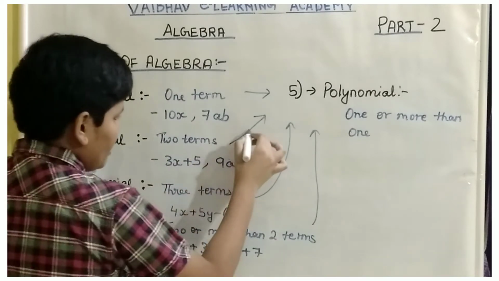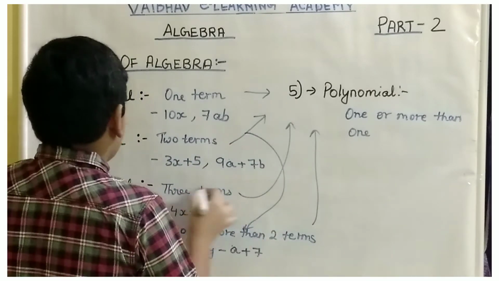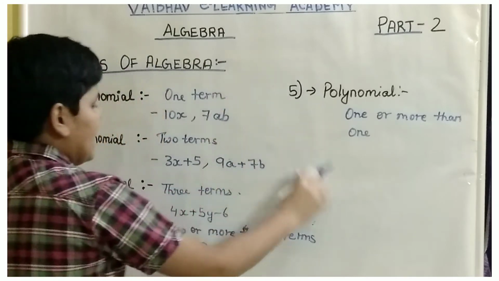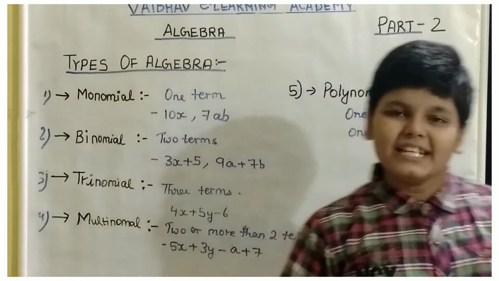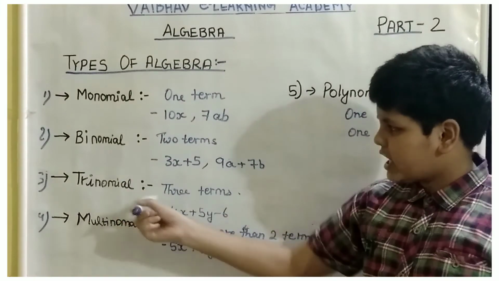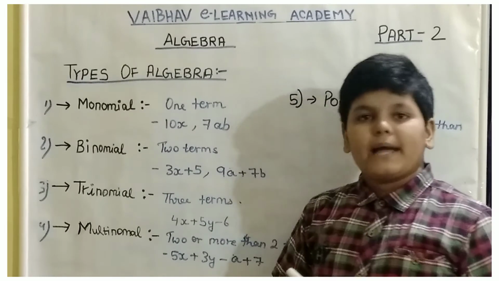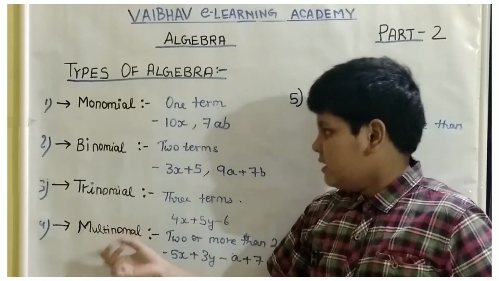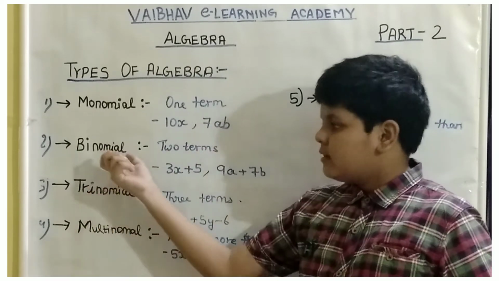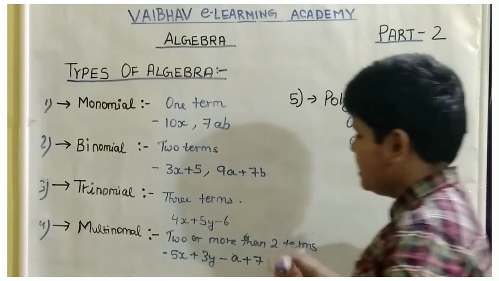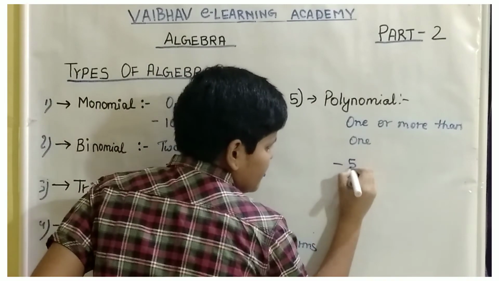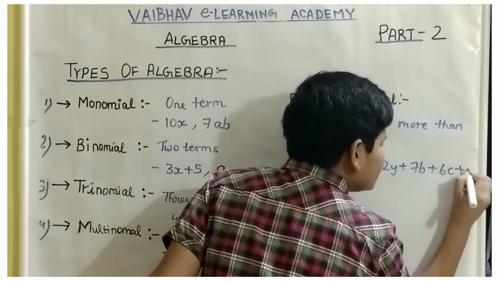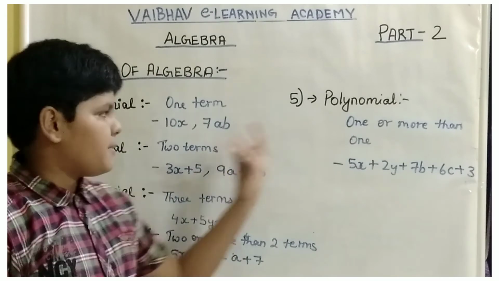And one more thing, a binomial is also a multinomial, a trinomial is also a multinomial. So these are the five main types of algebra. I hope this was very easy to understand. They are very simple topics: monomial, binomial, trinomial. As the name suggests, mono means one, bi means two. This is also called binomial or dinomial, D-I or B-I. Trinomial means three, multi means two or more than two. And polynomial means one or more than one. An example can be 5x plus 2y plus 7b plus 6c plus 3, etc. So these are some examples of polynomials.